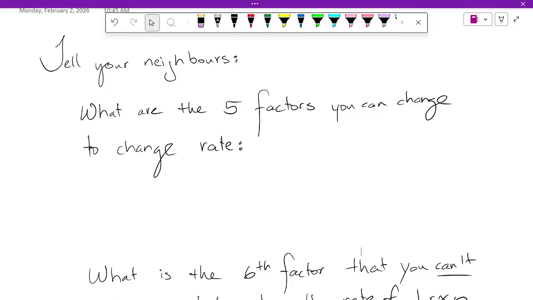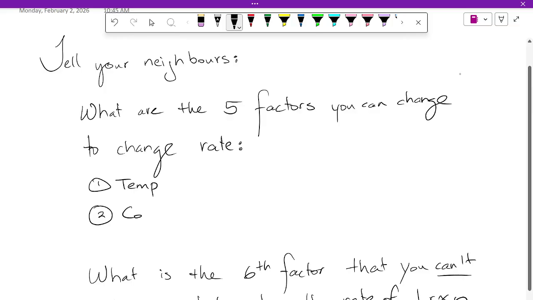Okay, I'm going to draw a name. Remember, if you get drawn and you don't want to talk to me, that's okay. You can just say pass, all right? So I'm going to ask for one of the 5 factors from Owen. Temperature. Another one from Kia. Concentration. Another one from Keita.